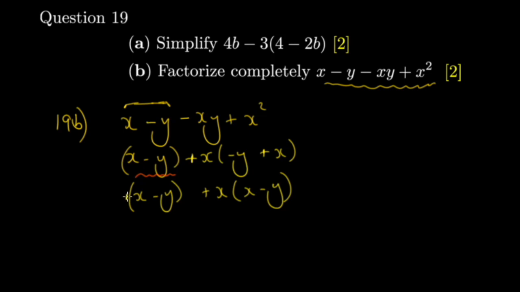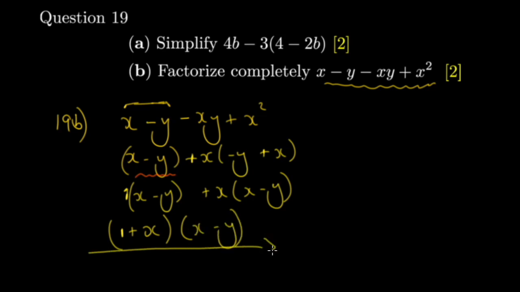So for this one, you could say that there is 1 here, so you can combine these coefficients into 1. So here you have 1, then plus x here, and you have x minus y. So the common bracket, you take it, then you form another bracket from the coefficients. And then you're done, of course.